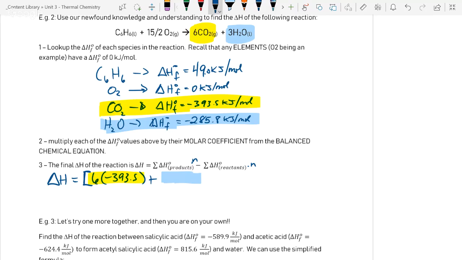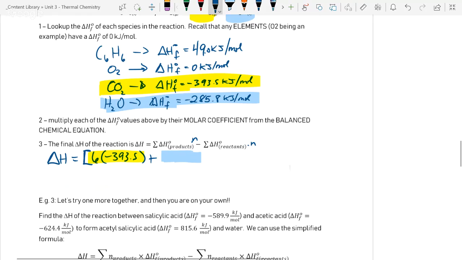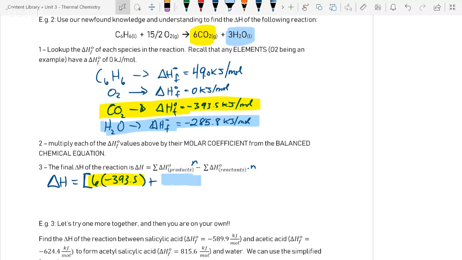Anyway, okay. What am I doing with water here? Yep. Good. 3.